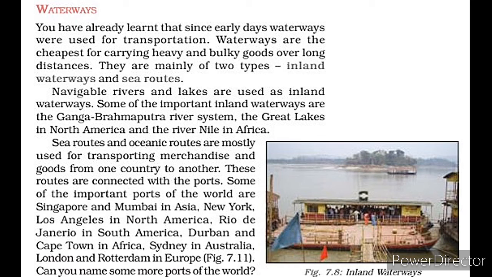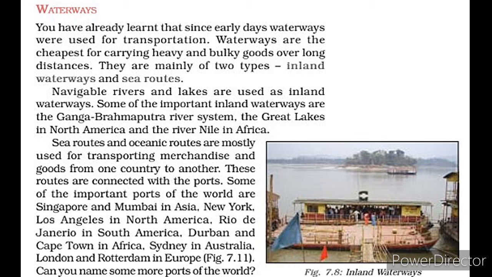Navigable rivers and lakes are used as inland waterways, and some of the important inland waterways are the Ganga-Brahmaputra river system, the Great Lakes in North America, and the River Nile in Africa. Sea routes and oceanic routes are mostly used for transporting merchandise and goods from one country to another.